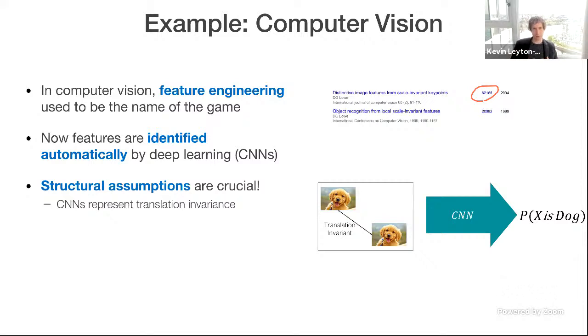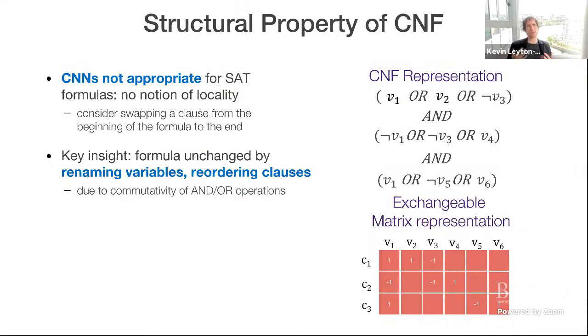And it turned out that in vision, the right inductive bias was convolution, which corresponds to translation invariance. So the picture of the puppy is the same picture of a puppy, no matter where you slide it around in the viewport. That dramatically lowered the number of parameters that you needed to learn and made deep learning for vision practical.